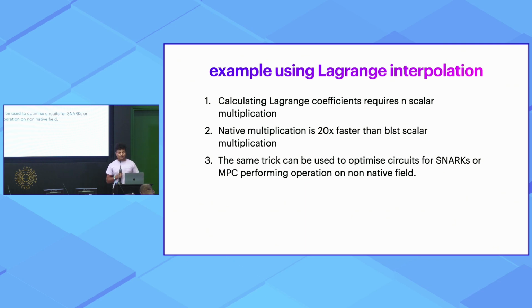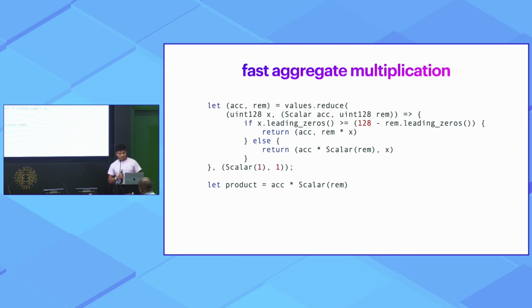For that, I'll just show an example of how you could do it for Lagrange interpolation. In Lagrange interpolation, again, you need n consecutive multiplications, and the native multiplication is 20x faster than a BLST scalar multiplication. So here is an implementation, and essentially the idea is you have the values as u128, and you check if you can multiply them in u128 without overflow. If you can, then you simply multiply them. But if it overflows, then you convert it into a scalar and multiply it in the scalar field.